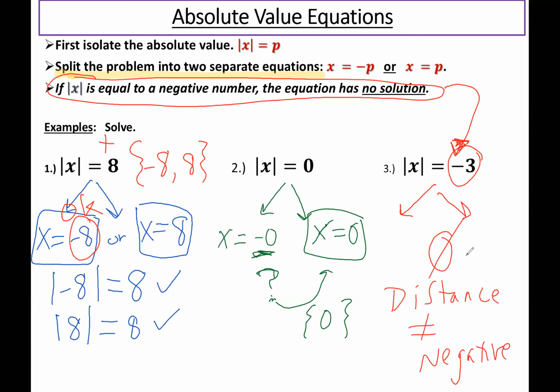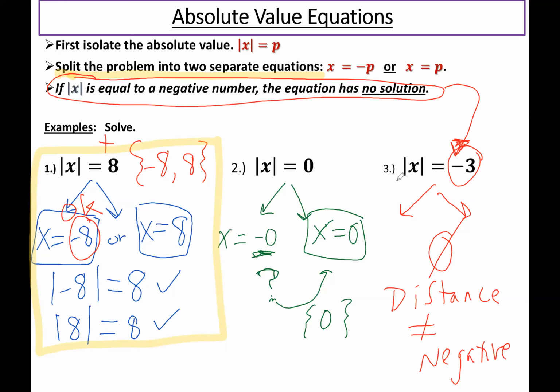Okay, so those are 3 kind of simple examples, or short examples, I should say, of absolute value equations. Most problems that you will see are like number 1. Okay, this is kind of the classic common example here, where you split the problem into 2 and you end up getting 2 solutions. Sometimes the absolute value is equal to 0. That's not very common, but if it happens, your answer is 0.